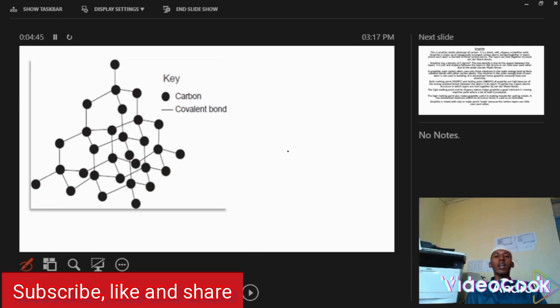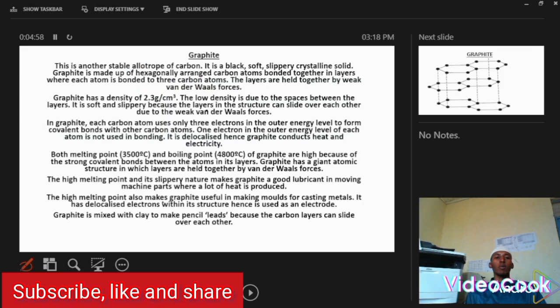And here we have the diagram of a diamond. You see this one is a carbon atom, and here we have a covalent bond. This is the structure of diamond. If you see this structure, remember it is a diamond. Next, the other allotrope of carbon, we go to graphite.